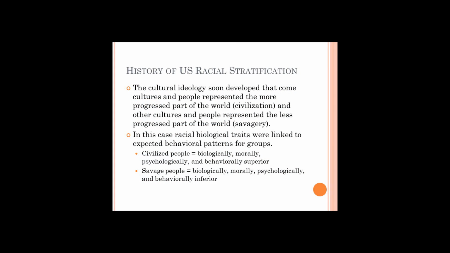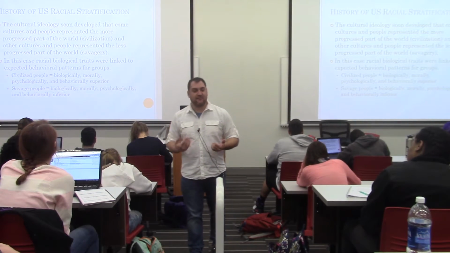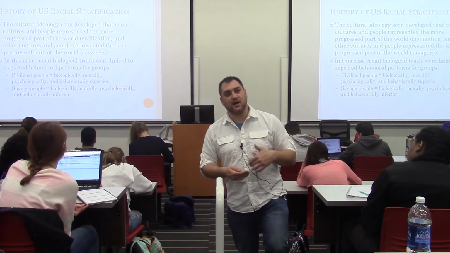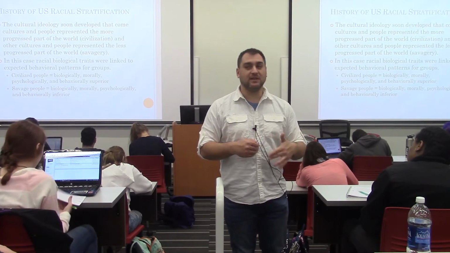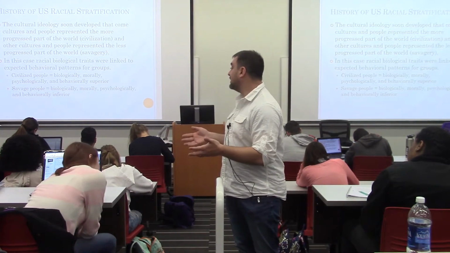You know, this cultural ideology soon developed that came out of this, and people represented by the more progressed part of the world, the Europeans, became known as people who were civilized. Right? So Europeans became part of the civilized world and members of civilization. And other cultures and people represented the less progressed parts of the world, of savages, or the world of savagery. So Europeans, through these tales and through this period of colonization, thought of themselves as being civilized in comparison to other cultures which were either part or in totality savage.